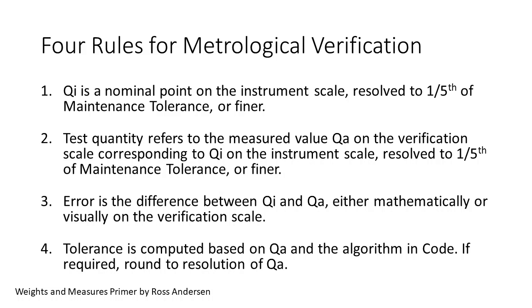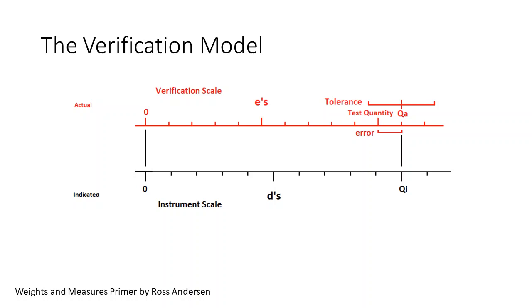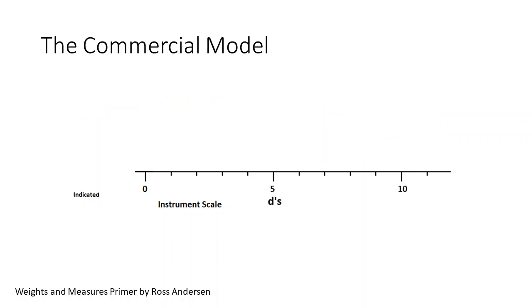Notice items 2 through 4 are expressed on the verification scale. The test quantity and the error are measured. Tolerance is computed. The E's on the verification scale are separate from and independent of the D's on the instrument scale. This helps us better understand the scale's code. The reference standards with their scale divisions E are used in verification of metrological or accuracy requirements. In the test, E's are used to express test quantities, errors, and tolerances. But when the official goes on to test another instrument, the E's go with them. All that's left for commerce are the D's and the indication of the instrument.